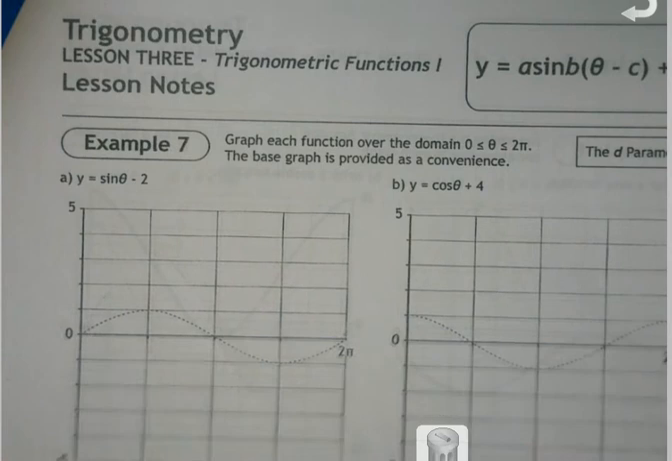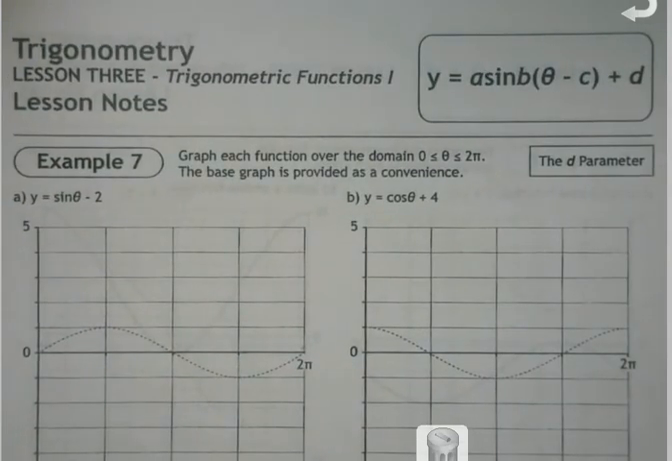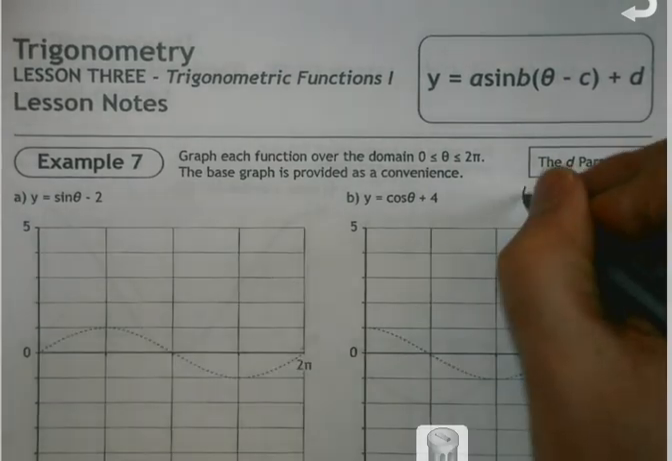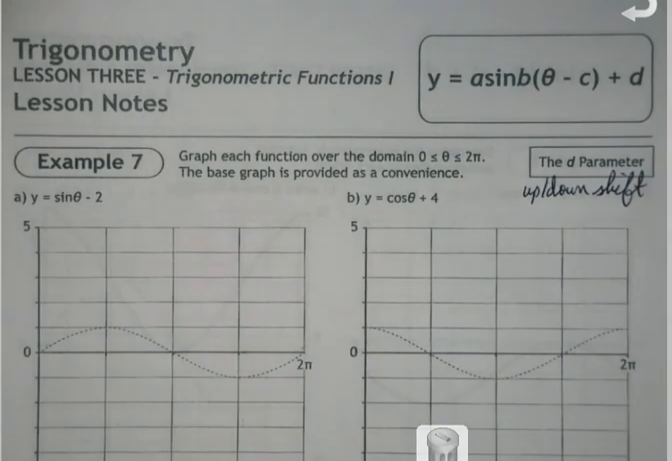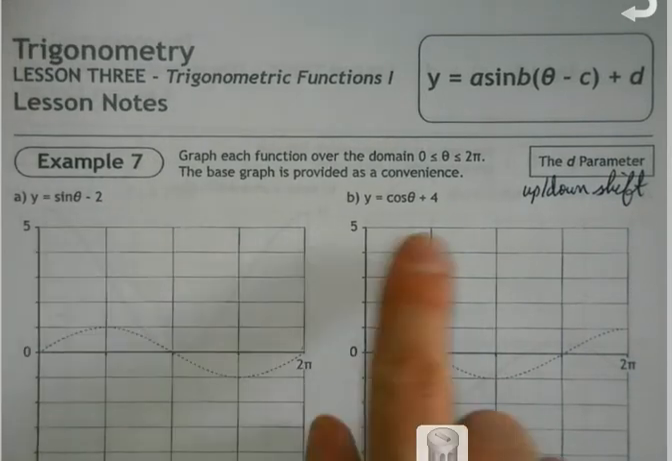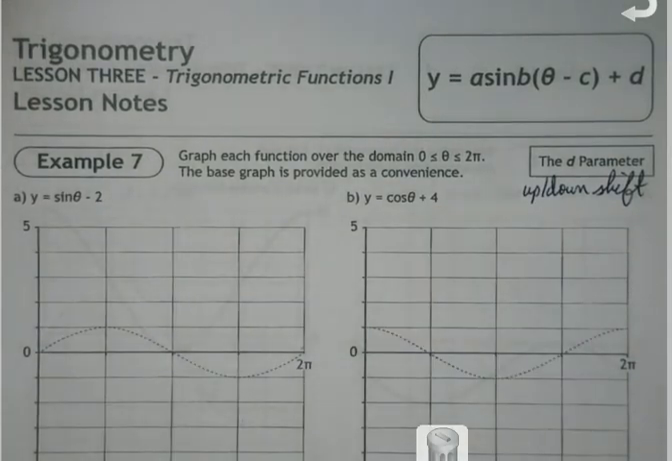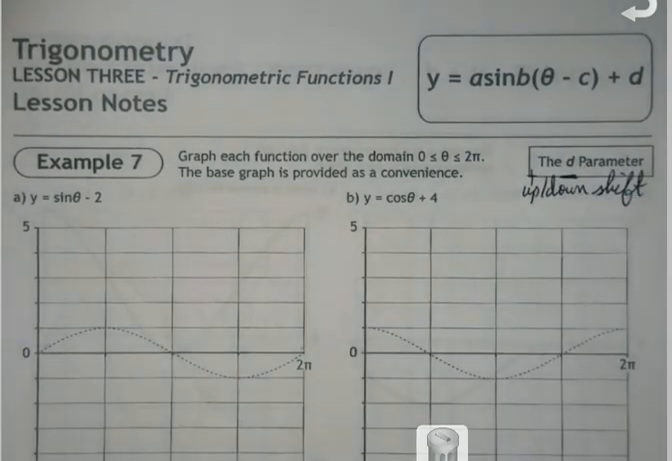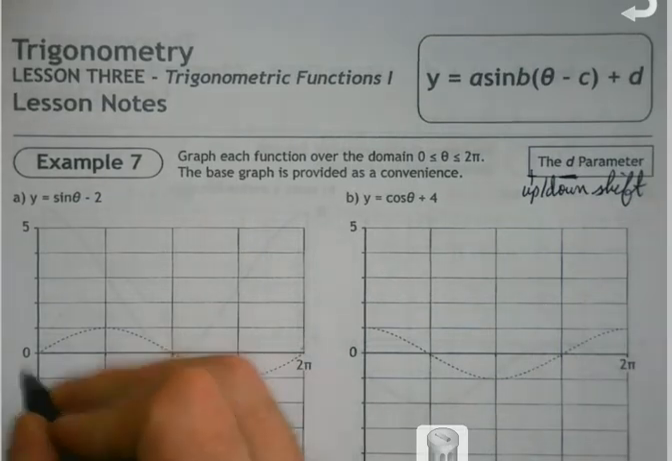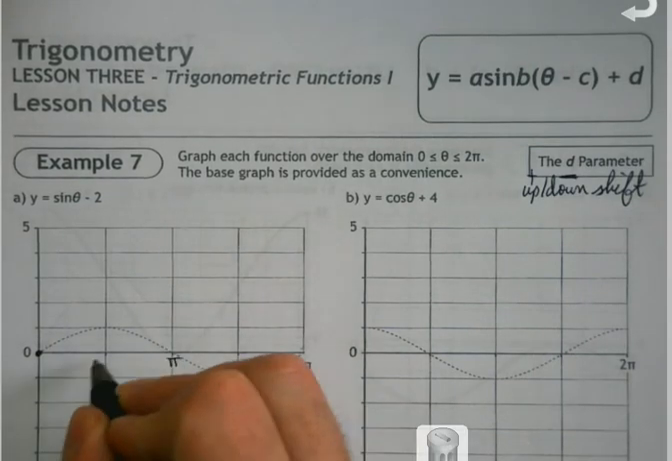We are going to jump up to what we call the D parameter. Now we talked a little bit about that yesterday. Our D parameter is our up and down shift. Just like it's been with anything we graph throughout the year, whether it's been a parabola, square root function, doesn't matter. The part that's hanging out at the end by itself is always going to tell us whether we're shifting our graph up or down. And just like before, you'll notice that base graph is there. We're going to have those values available to us.